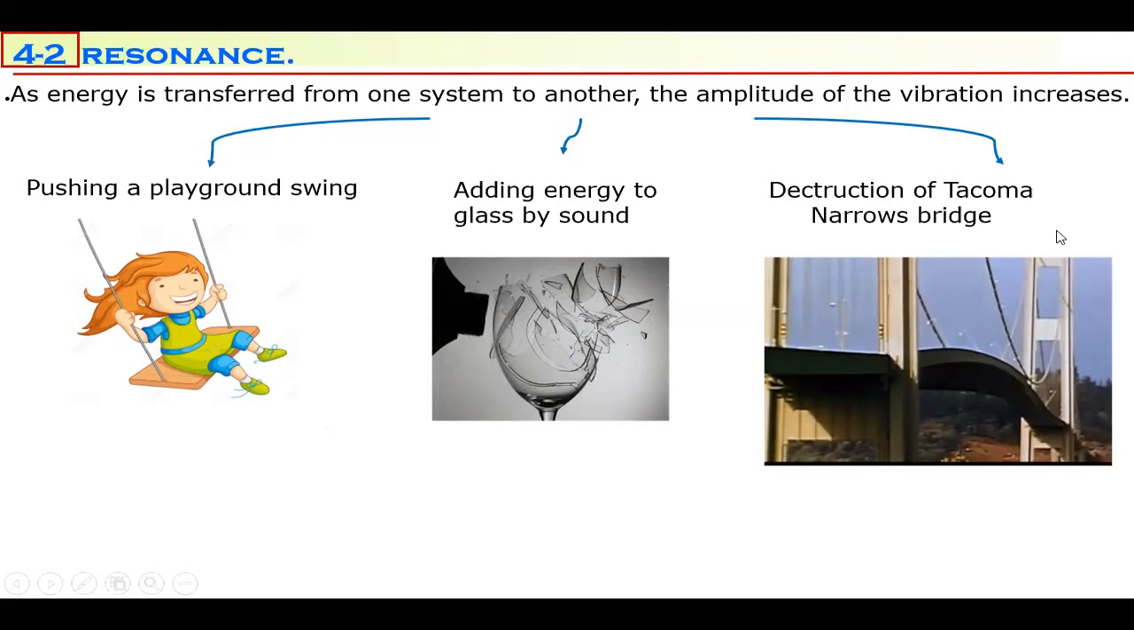Or the collapse of the Tacoma Narrows Bridge. It's a kind of resonance too. The bridge is vibrating, but not visible initially. Then wind is blowing so that it can add energy to the bridge and then cause its vibration to be much stronger. And finally, this bridge collapsed. All these three examples are based on resonance. So resonance is a very effective energy transfer method from one system to another.